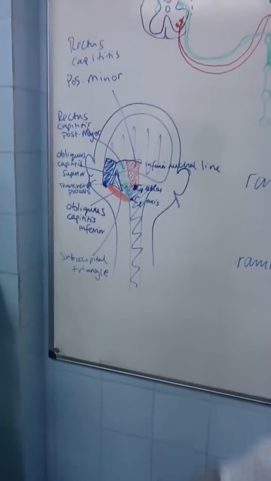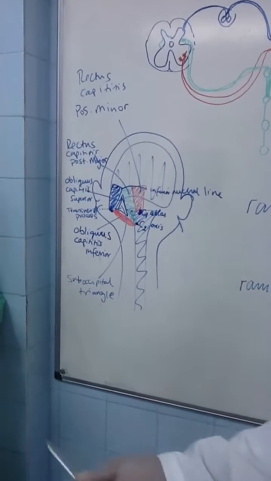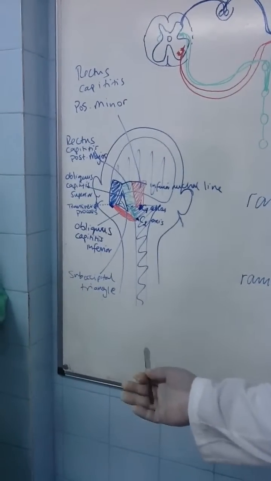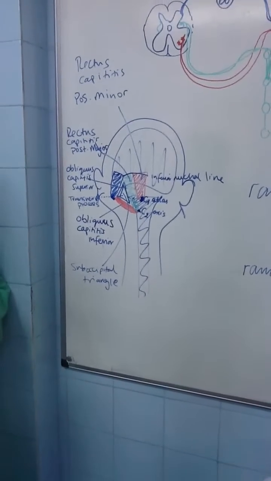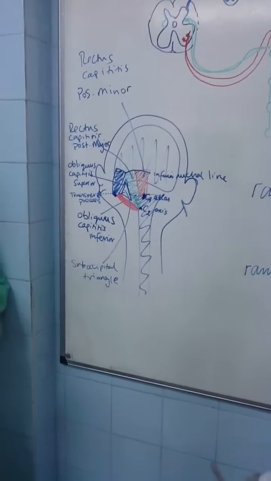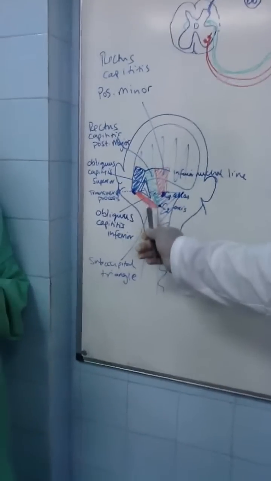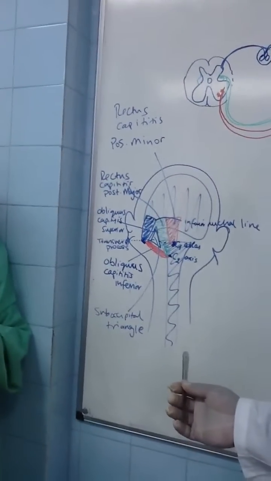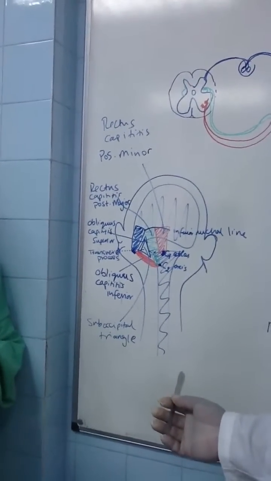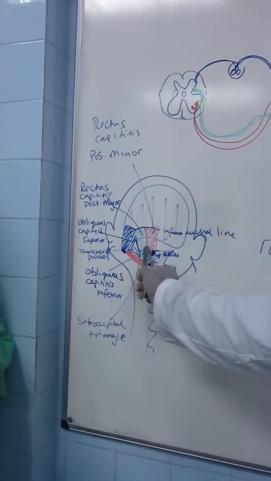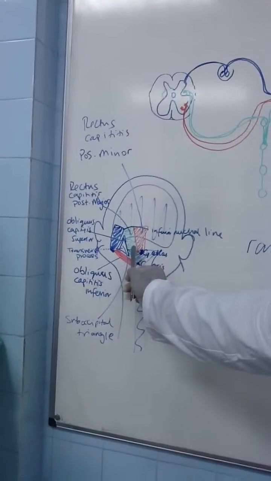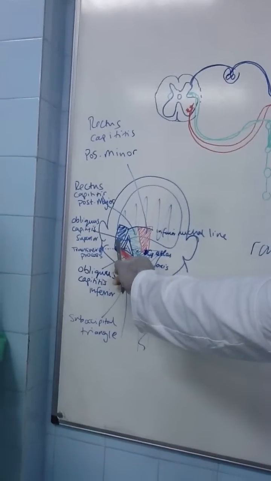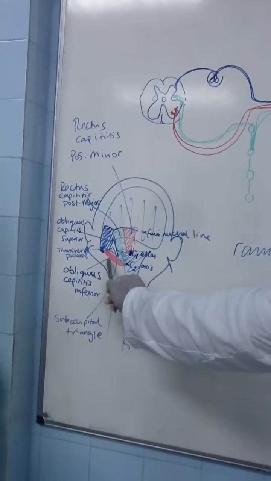Suboccipital, what does it mean to you? Below occipital. So you can say a triangle below the occipital bone. It's triangular in shape. Below the occipital bone are atlas and axis. Okay, then this triangle is bordered by what? Boundaries of the triangle: medially, rectus capitis posterior major; laterally, obliquus capitis superior and obliquus capitis inferior.